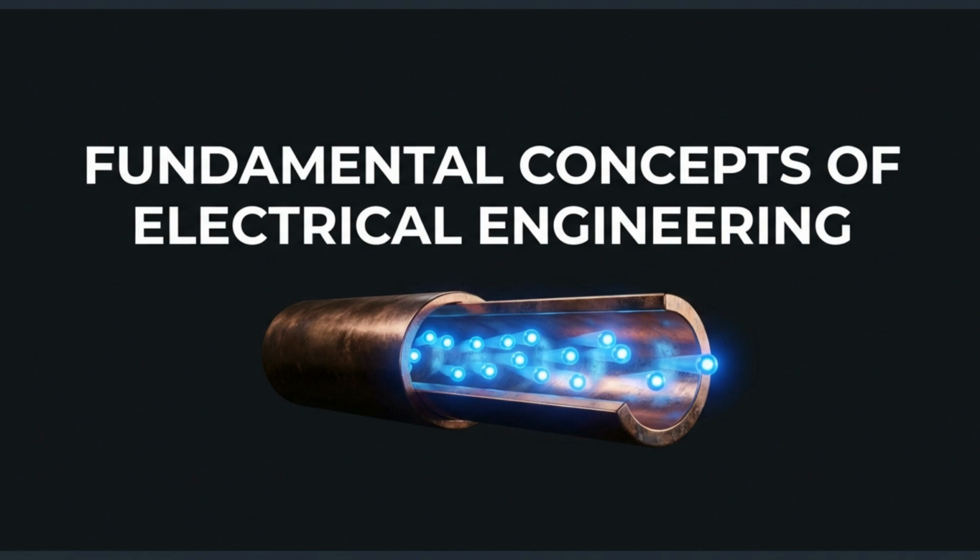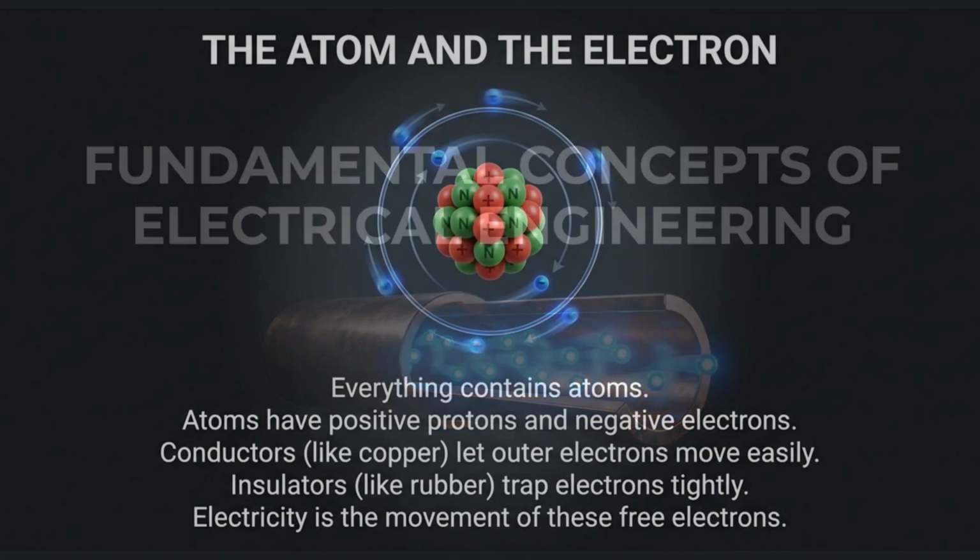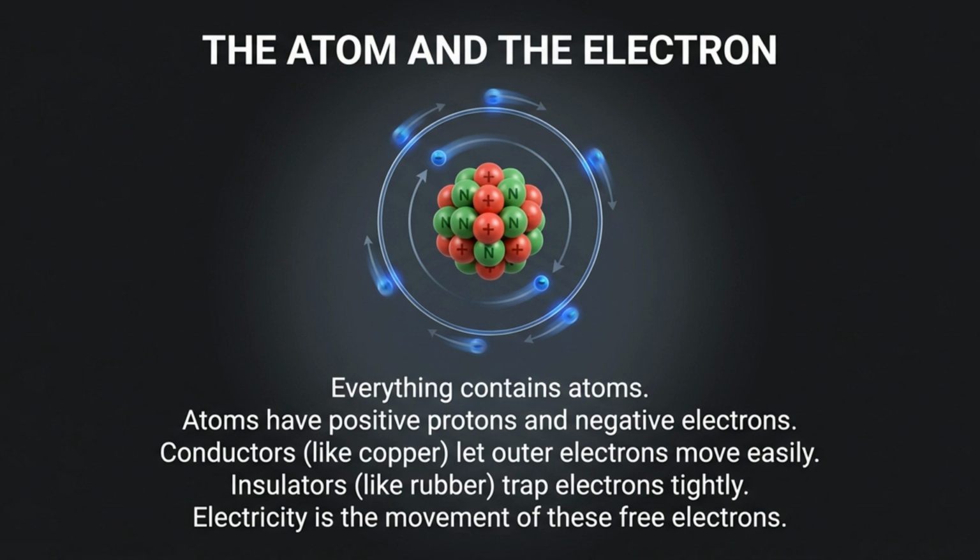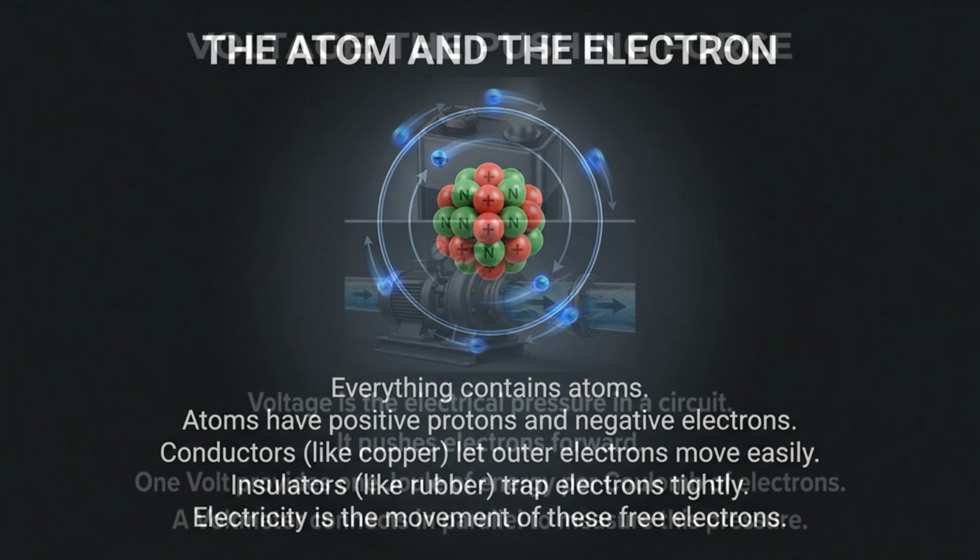Welcome to this video on the fundamental concepts of electrical engineering. We will explore the core ideas that govern how electricity works. Electricity starts with the atom. Atoms contain positive protons and negative electrons. Conductors allow outer electrons to move easily, while insulators trap them. Electricity is the movement of these free electrons.